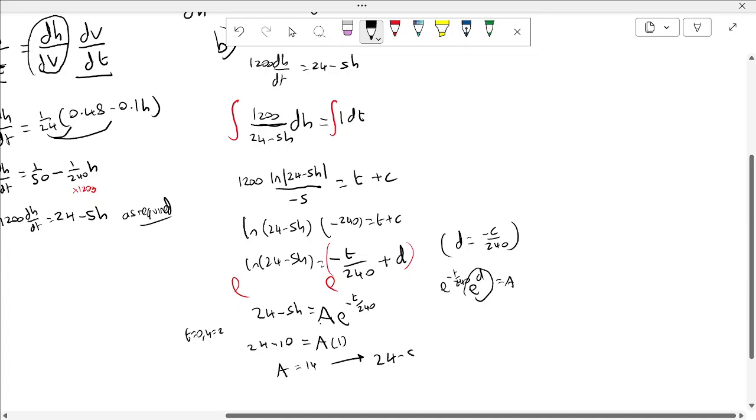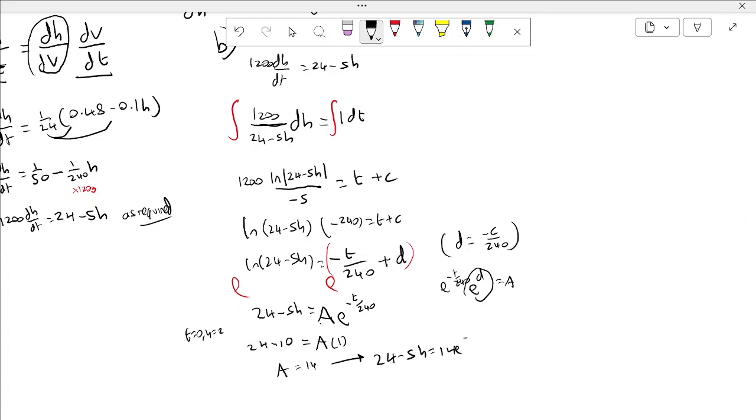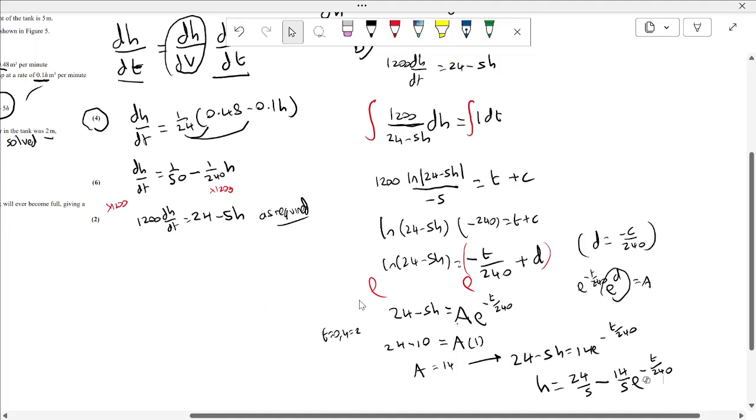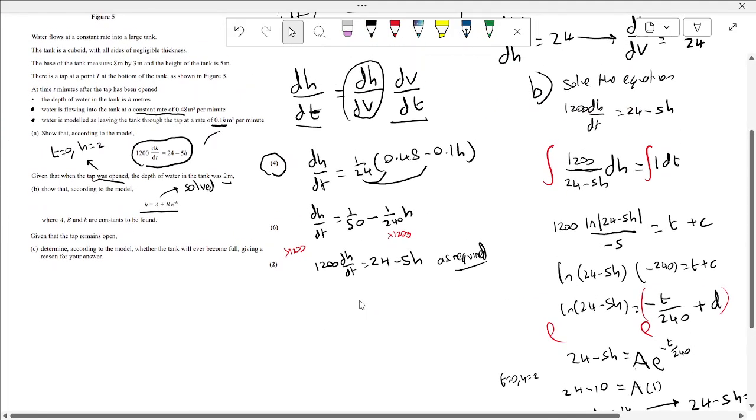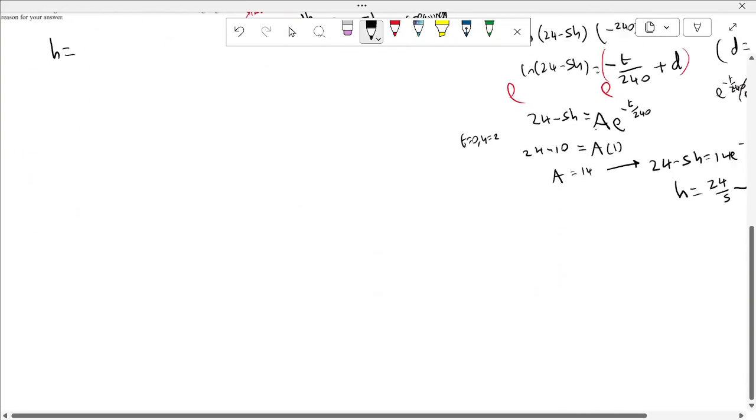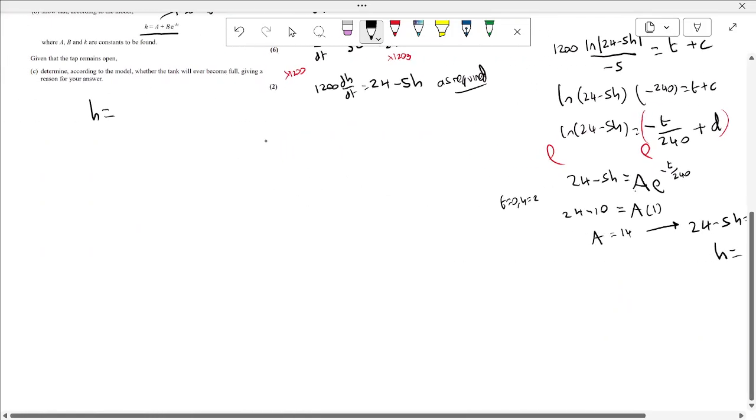So 24 minus 5h is 14 e to the minus t over 240, which means that h, if I rearrange everything correctly, so I'm going to add the 5h, subtract and divide by 5. So 24 over 5 minus 14 over 5 e to the minus t over 240. Is that in the form that it's asking for? A plus b e to the negative kt.